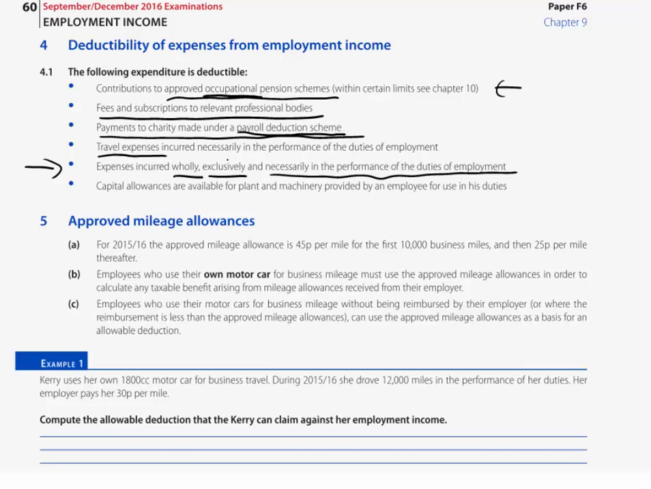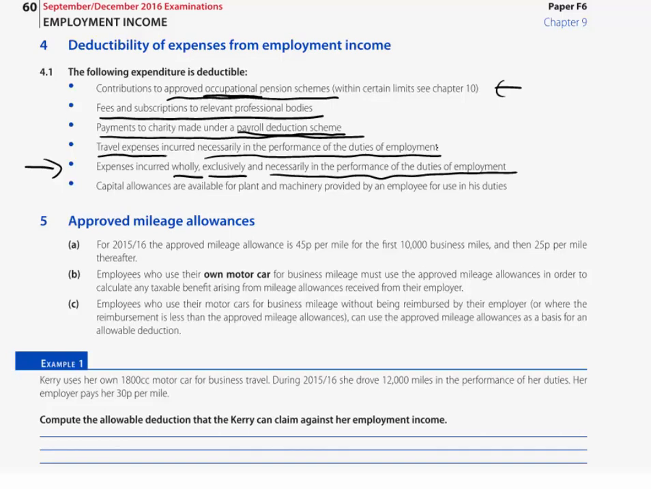What other expenses may we have? Travel expenses that are incurred necessarily in the performance of the duties of employment. Now be careful with travel expenses. What is not allowable, I repeat, what is not allowable is the expense that the employee incurs in going from home to work and back to home each day that they spend working. Simply going to and from work is not an allowable expense. That is not one that's incurred in the performance of the duties of employment. That is what you have to incur to get you into work to then perform those duties of employment.